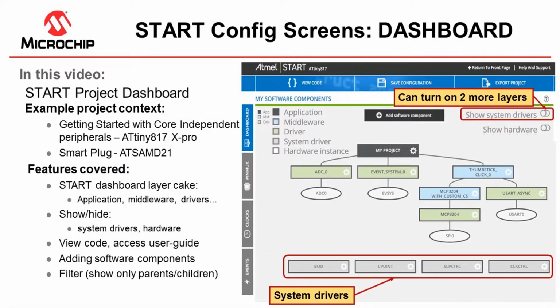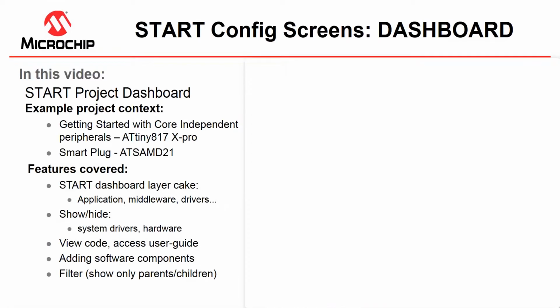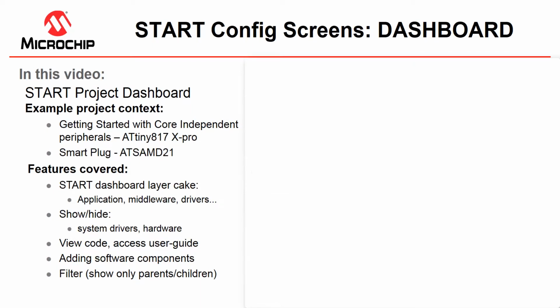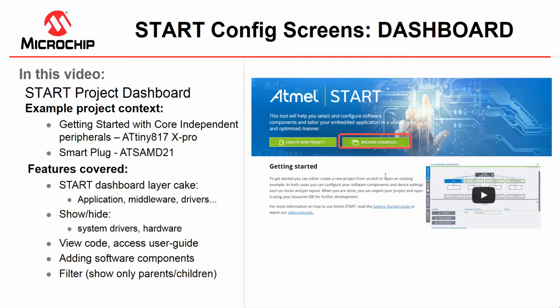In this short video, we're going to be showing off the Start dashboard, producing the Start layer cake with the application, middleware and drivers, and also showing you how to show and hide two more layers to show system drivers and to show hardware. We're going to show you how to view the code, access the user guide, add software components, and then using a smart plug application from SAM, show how we can filter on only parents or children of a specific software component.